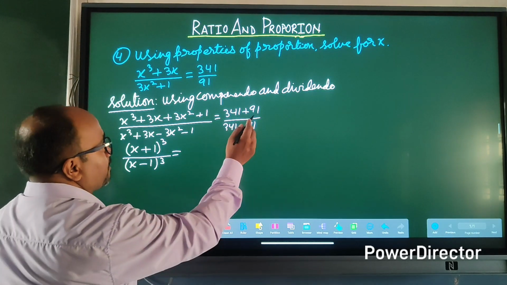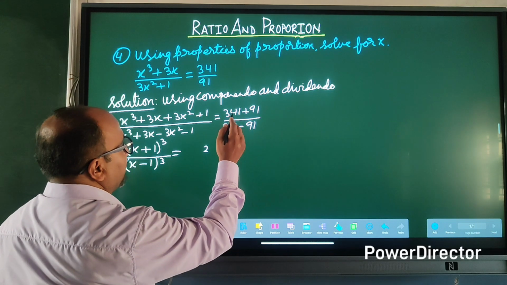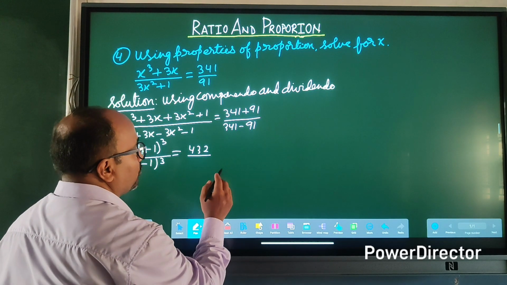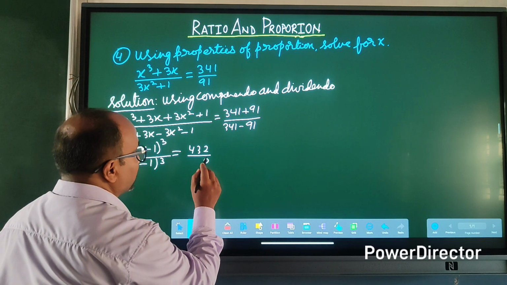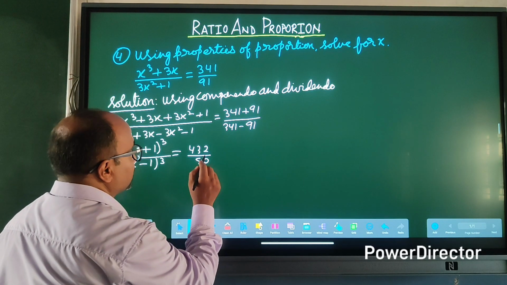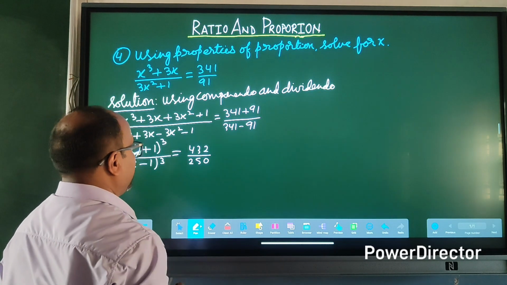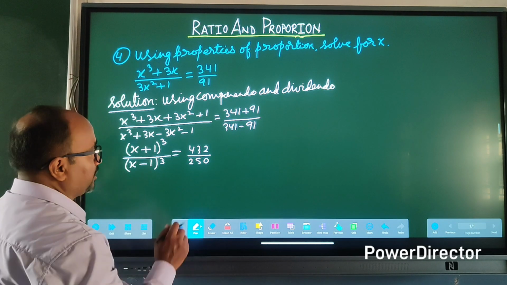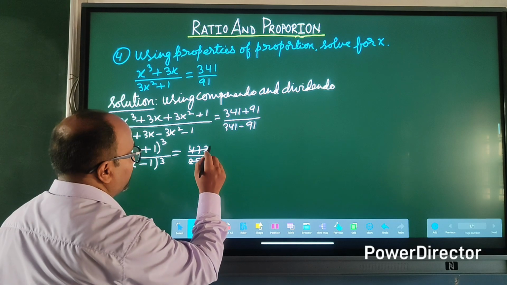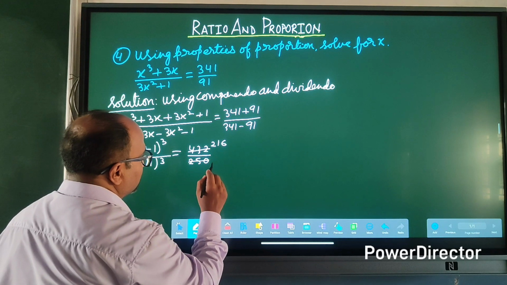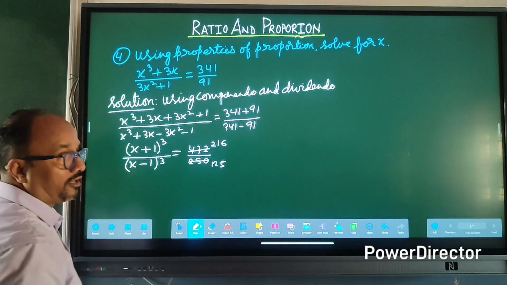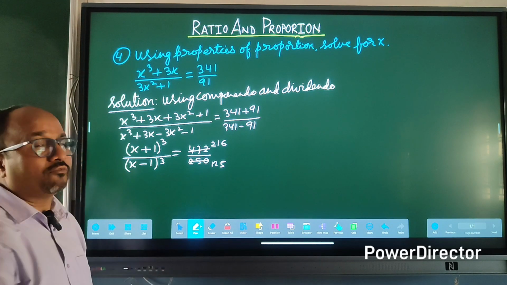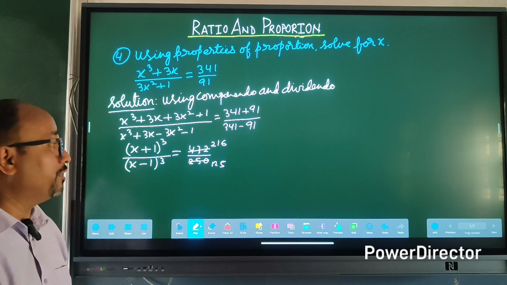On adding, 1 plus 1 is 2. 9 plus 4 is 13... 432. Subtract here, 1 minus 1 is 0, 14 minus 9 is 5, and 250. You can see the numbers are getting reduced here, so reduce it. With 2 both will get cancelled to give you 216 and 125. Now, if you remember, 216 and 125 are also perfect cube numbers.